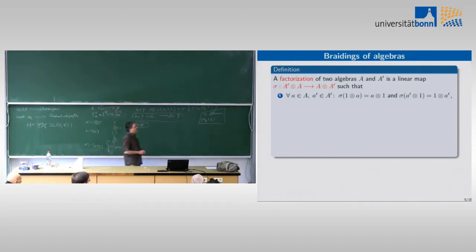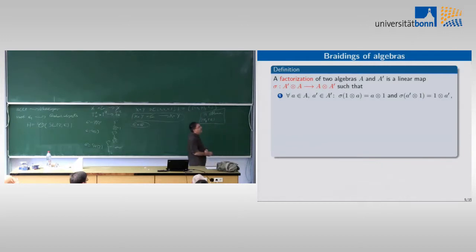But before I do so, let me mention a very general concept, which is very straightforward and very easy. Namely, what is a factorization of two algebras? Imagine I have unital algebras, I assume that everything here is unital. So I have two unital algebras over some ground field, say A and A prime. I take the vector spaces A prime tensor A and A tensor A prime, and I consider a linear map sigma between these two vector spaces that has the following properties.